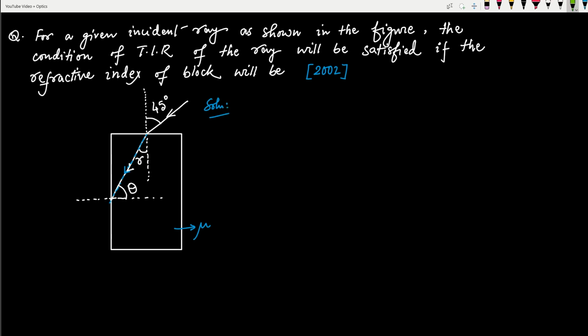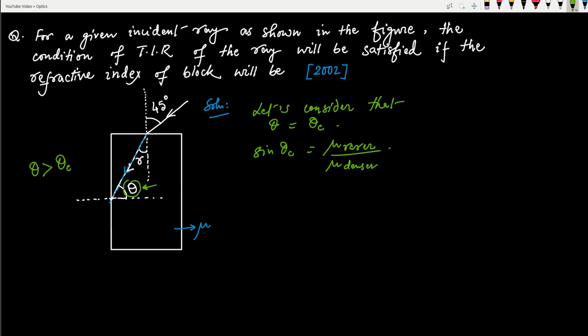For total internal reflection to take place, this theta should be greater than the critical angle, theta c, isn't it? So let's consider theta is equal to theta c, so that if we can find the critical angle, then it's easy for us to find the condition of total internal reflection. If this theta is critical angle theta c, then sine theta c, this formula has already been derived earlier, is refractive index of rarer by refractive index of denser, isn't it? Now the rarer part is actually air, so we know refractive index of air is 1, and refractive index of the denser medium is given to be mu. So we get sine theta c is equal to 1 by mu. Simple as that. This is our equation.